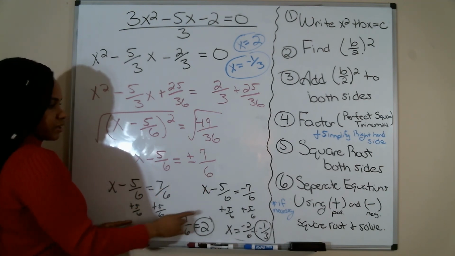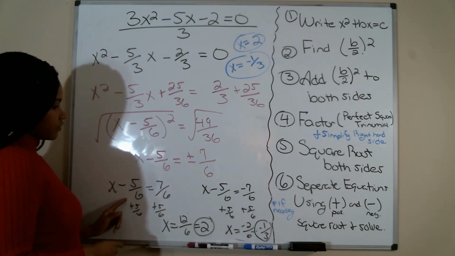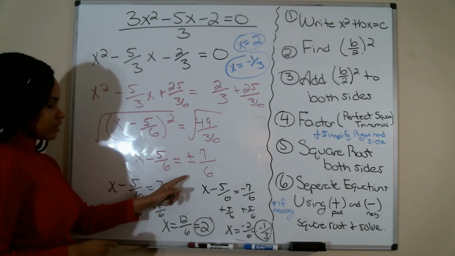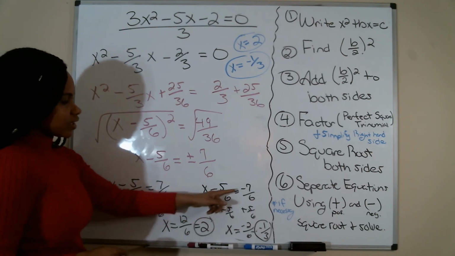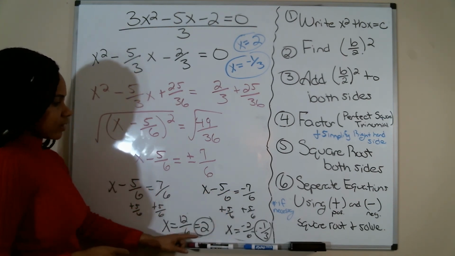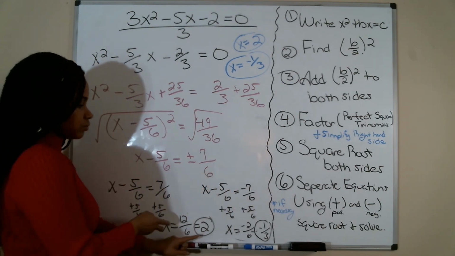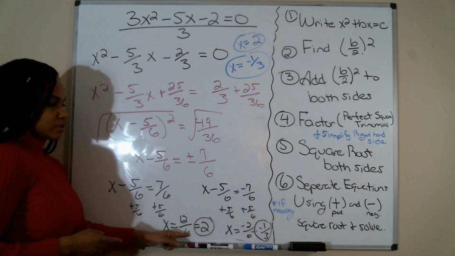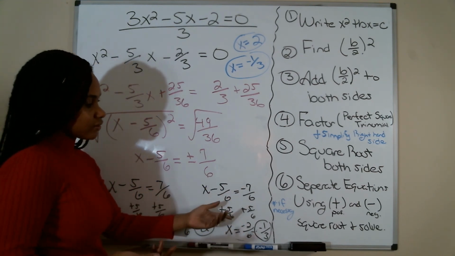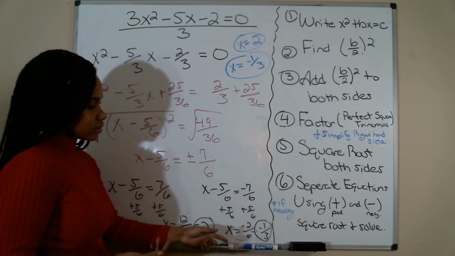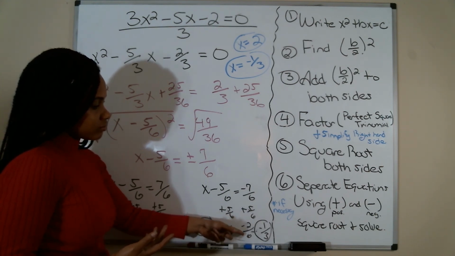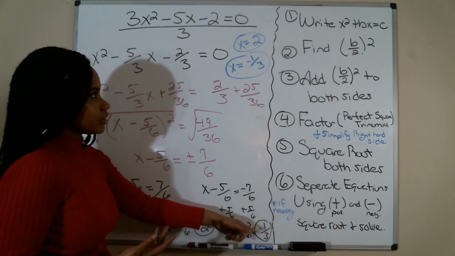Then I have to break it up. x minus 5/6 equals positive 7/6, and x minus 5/6 equals negative 7/6. When I add the 5/6 to both sides, I get 2. So I have to reduce that, 12 over 6. Then I add 5/6 to negative 7/6. That is negative 2 over 6. And that reduces to negative 1/3.